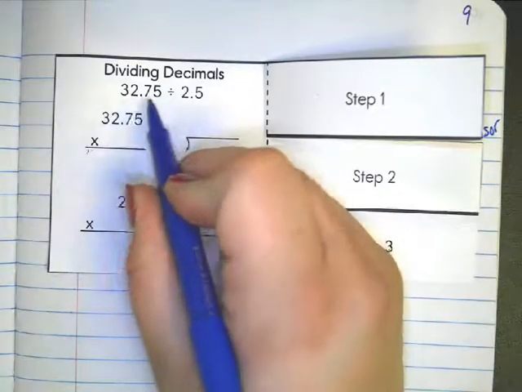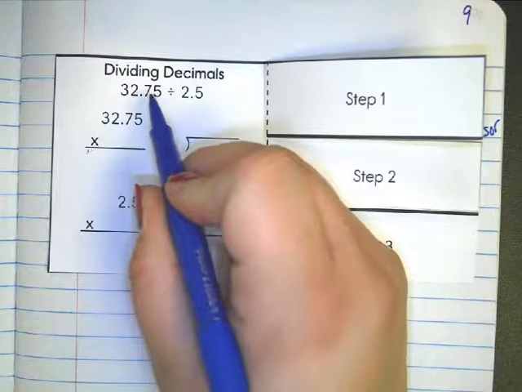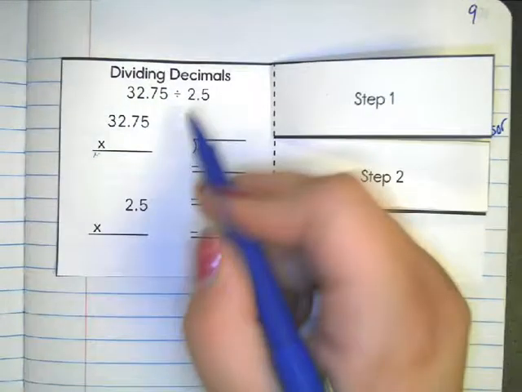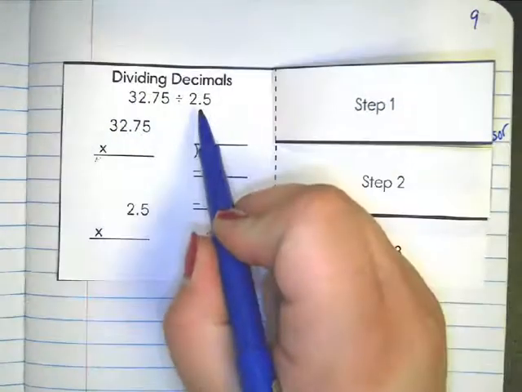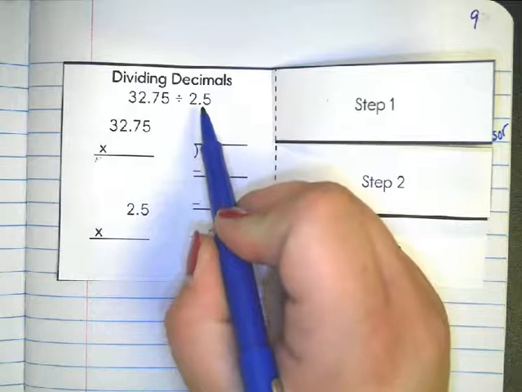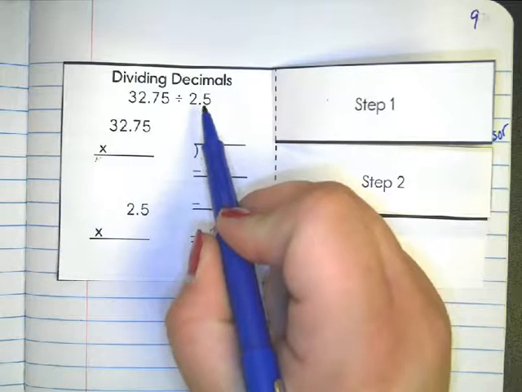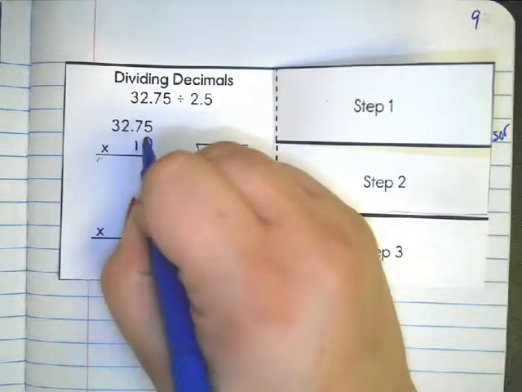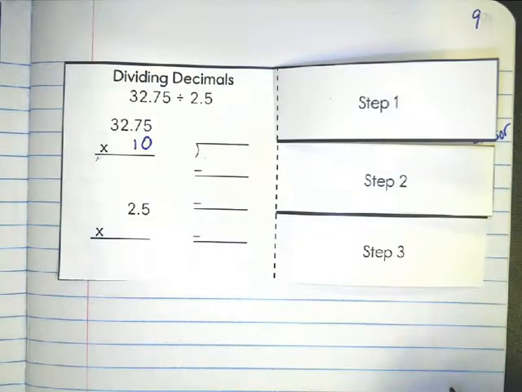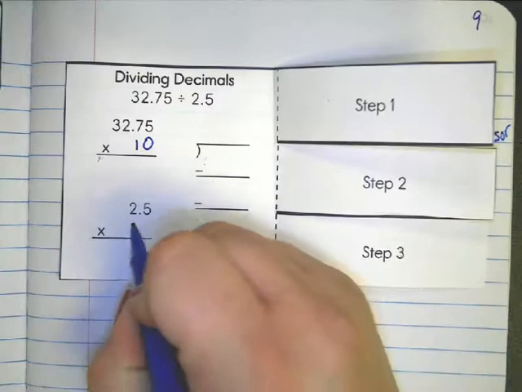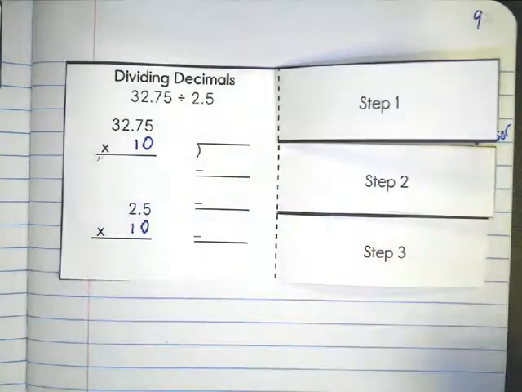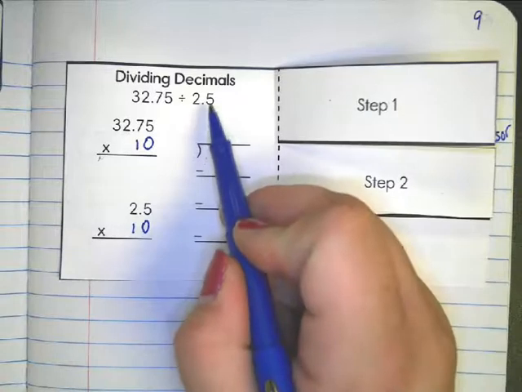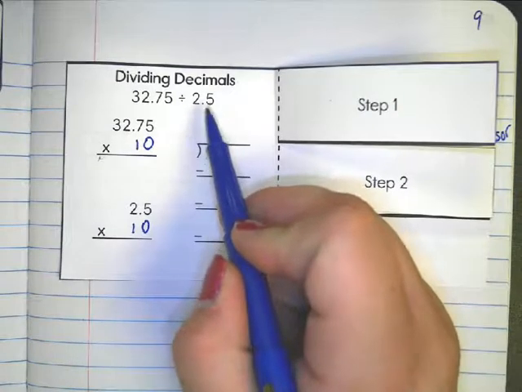Okay, but I can't do anything yet because I haven't multiplied. So I want to look at this second number. How many numbers are behind my decimal? 1. So when I multiply this, I want to multiply it by a power of 10. Same thing down here. Okay, so you'll look how many numbers are behind the decimal of the number you're dividing by. That's how many places you got to add a 0 in.